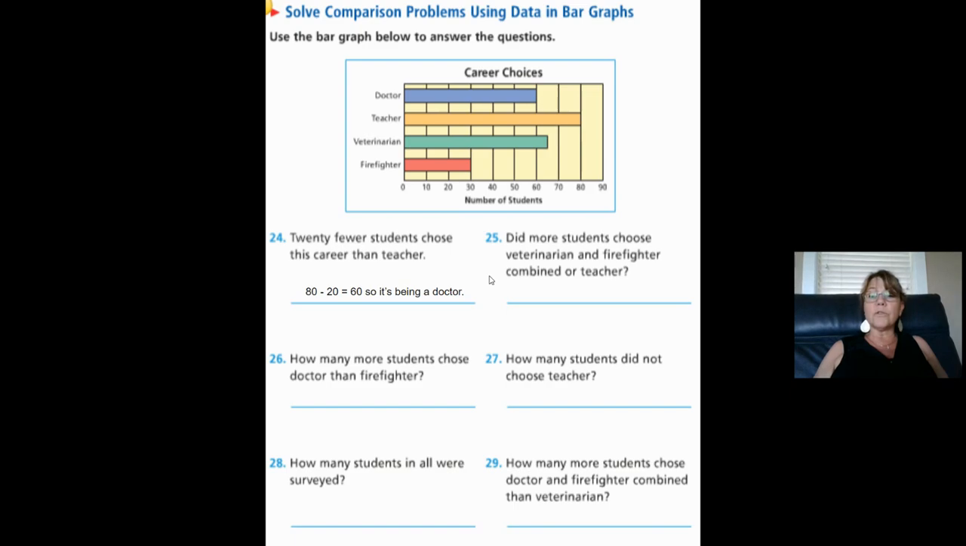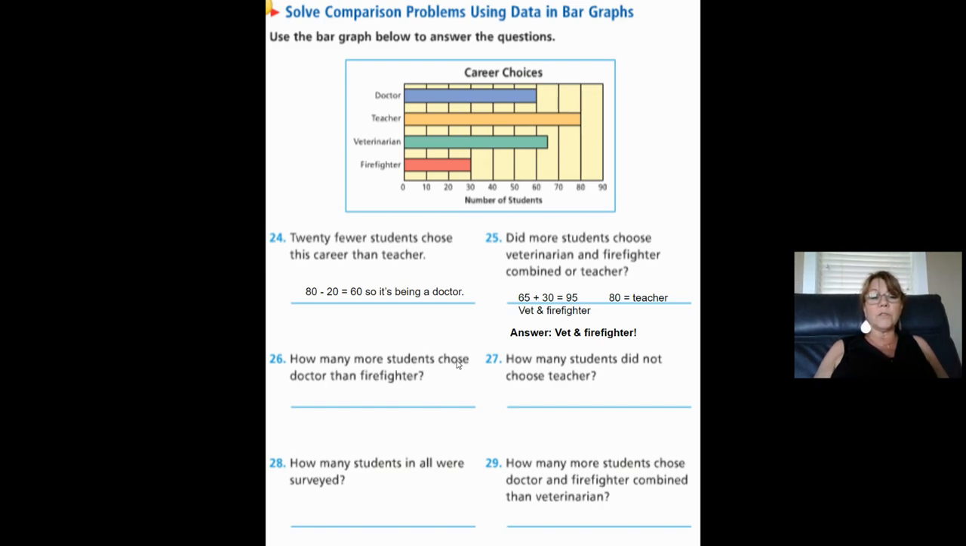Did more students choose veterinarian and firefighter combined or a teacher, number 25? So veterinarian is between 60 and 70, so it's 65. And firefighter is 30. We're going to add those two together. So 65 plus 30 is 95. And then teacher is 80. So the answer to the question is vet and firefighter had more kids choose it.